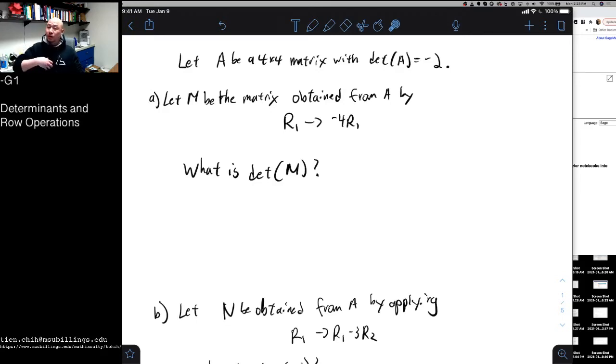Hi, so in this video we're going to talk about applying row operations to a matrix with a known determinant and seeing how the different types of row operations we've worked with in the past affect the determinant. And so we're going to let A be a 4 by 4 matrix whose determinant is -2.